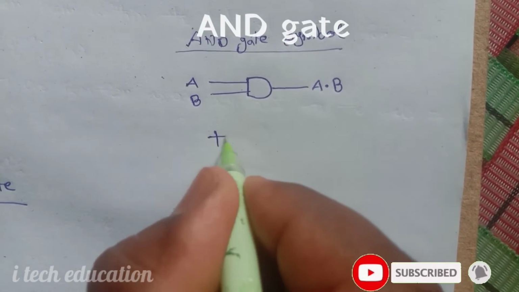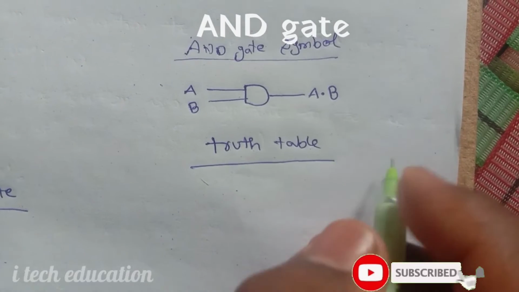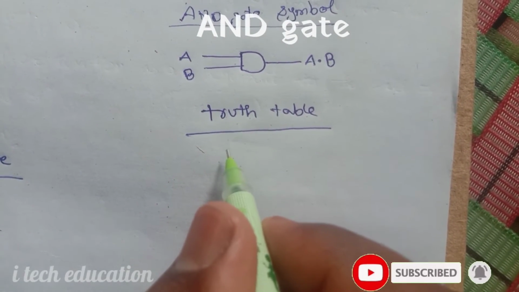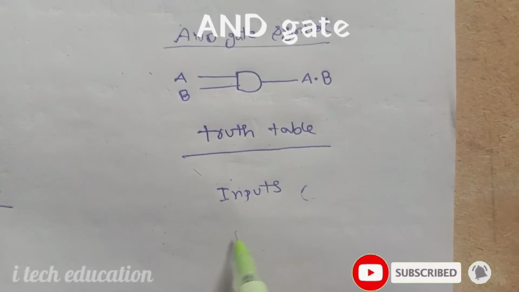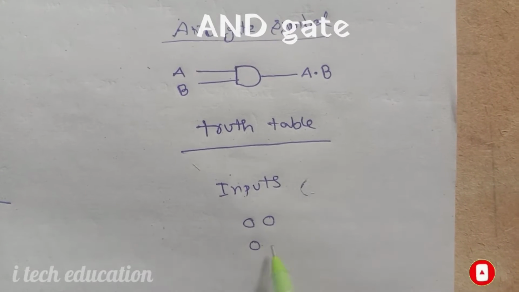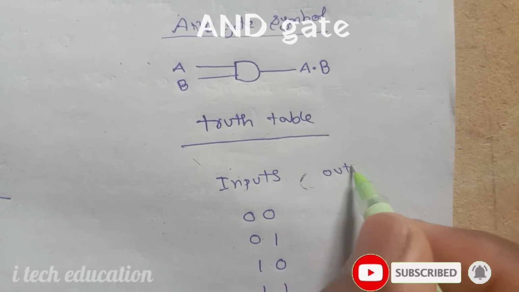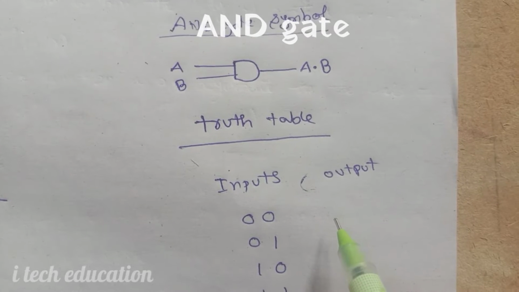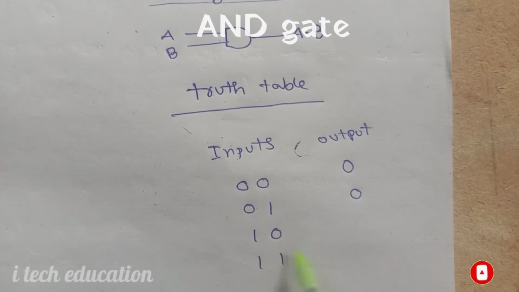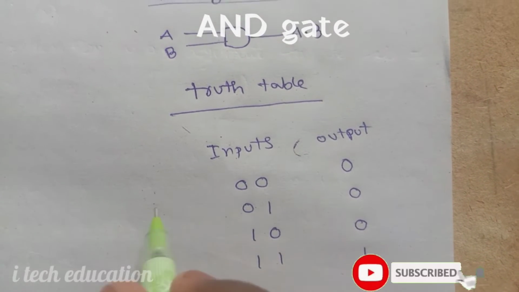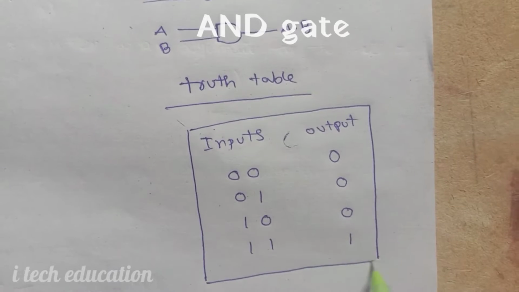The truth table of AND gate is: the AND gate inputs are 4, that is 0 0, 0 1, 1 0, 1 1. The output may be 0 0 0 and 0 1 0. 1 0 is 0, 1 1 is 1. It is the truth table of AND gate.